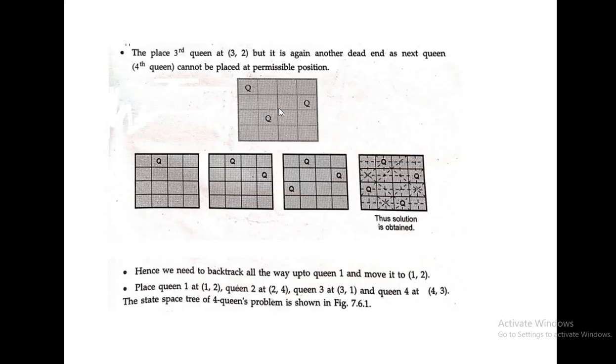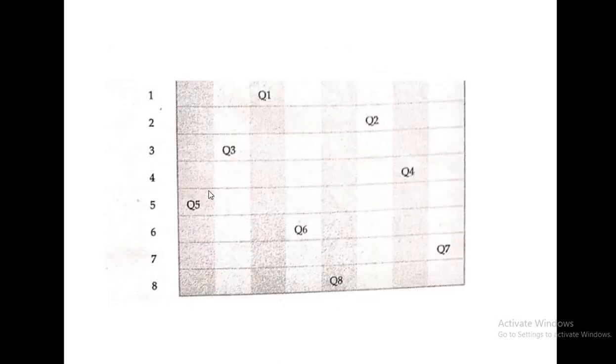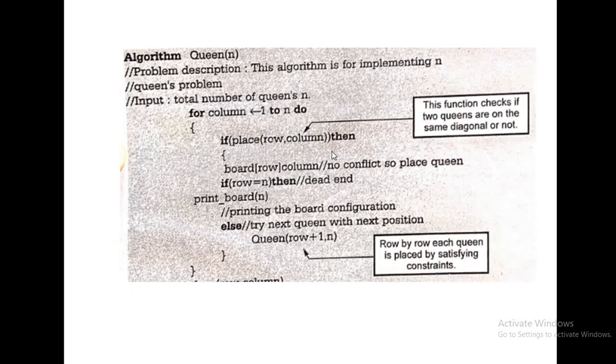So I can place Q1 here, and in the same row there are no queens to attack each other. So Q1, then Q2, Q3, Q4, Q5, Q6, Q7, Q8. This is the 8 queens problem here.